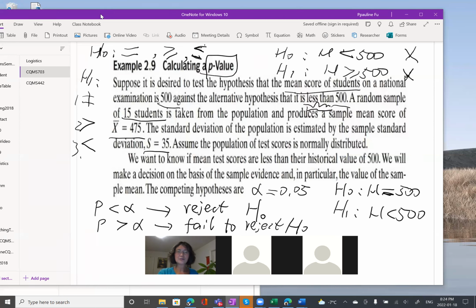Okay, so returning back, the correct H0 is mu equal to 500. See, it mathematically means equal, and equal connects with H0. And H1 is less than 500. H1 is less than 500. Thank you for your question. Any other questions?